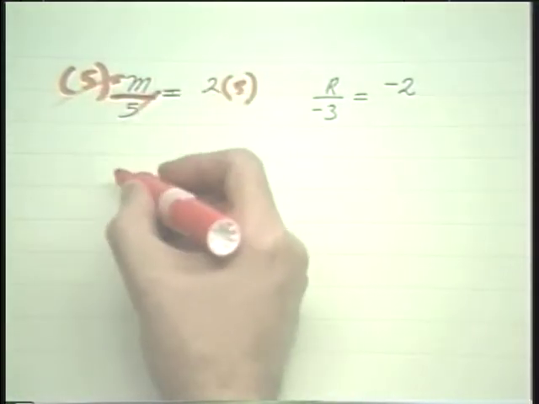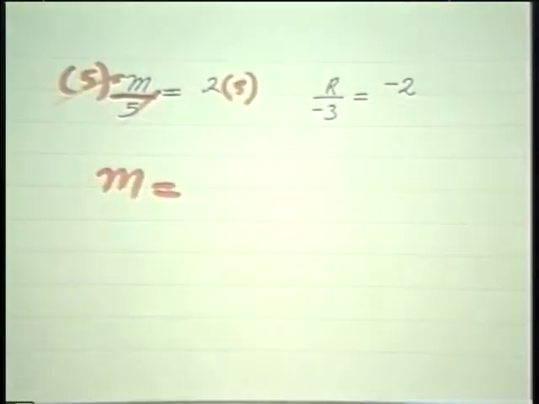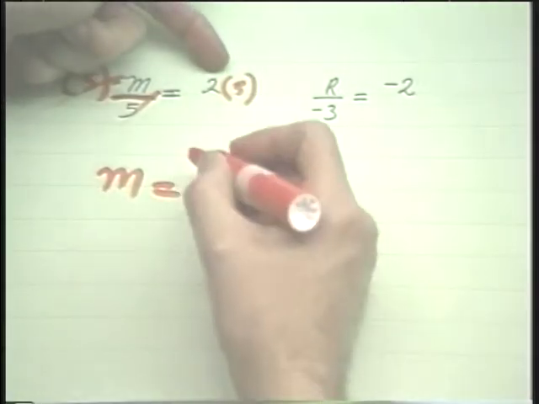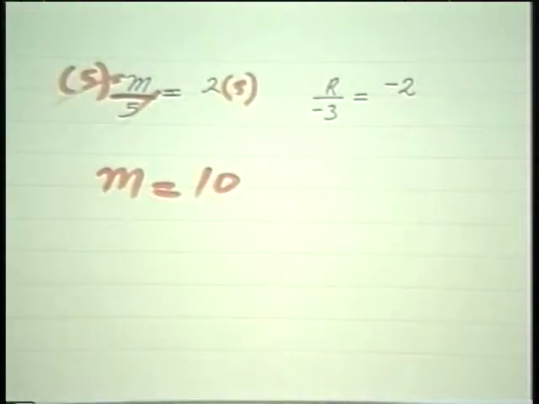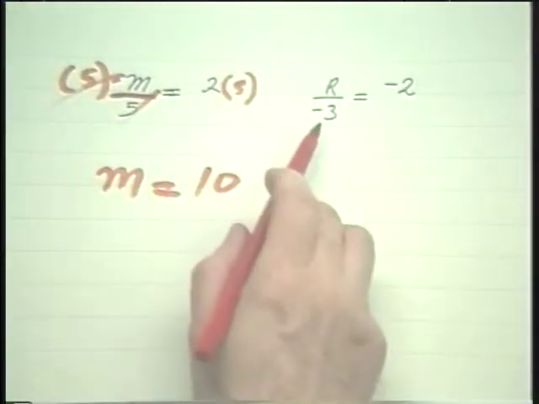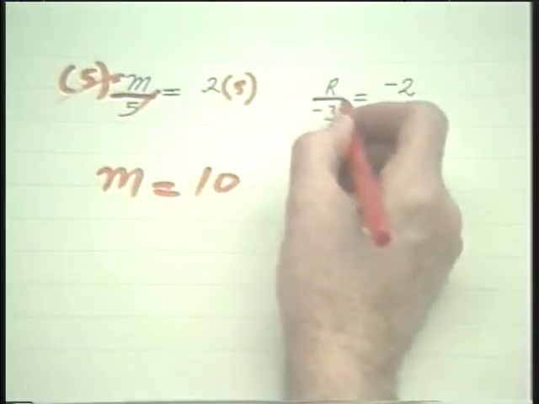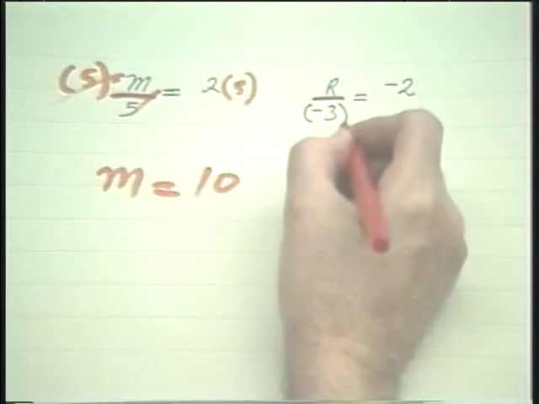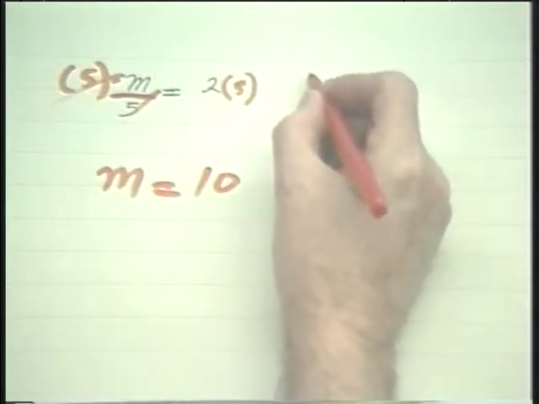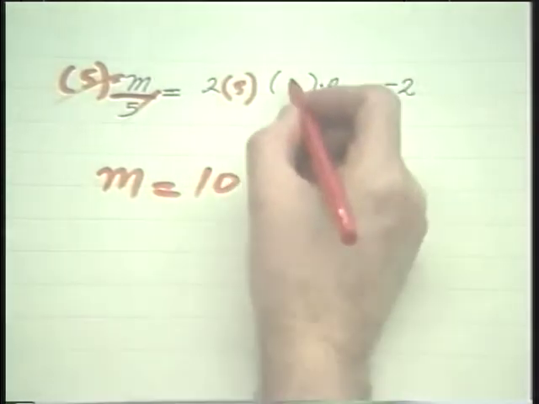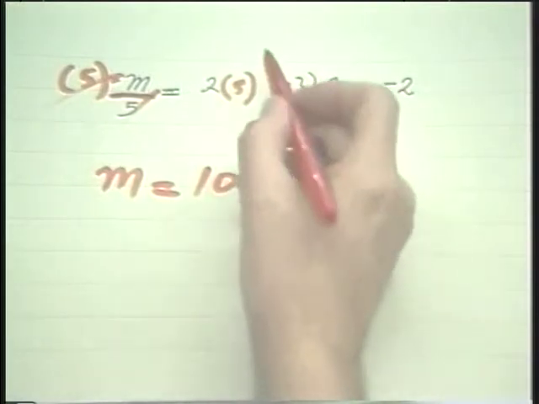This undoes that, isolating the m. And of course over here, 2 times 5 is 10, and we're done. Now in this problem, we do the same thing, except we must realize I'm dividing by a negative number. So I will undo that by multiplying by the same negative number.